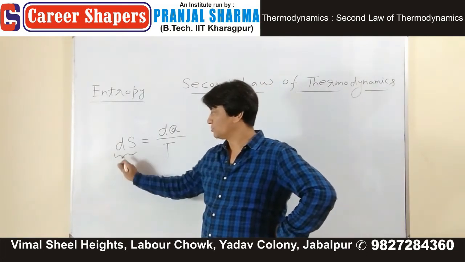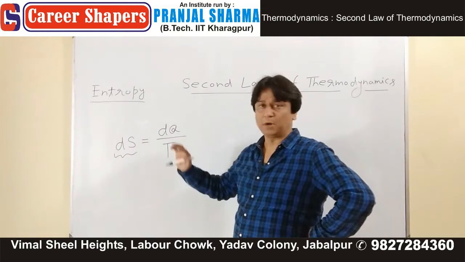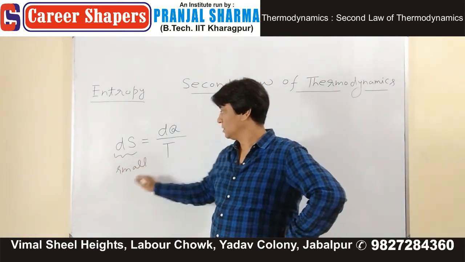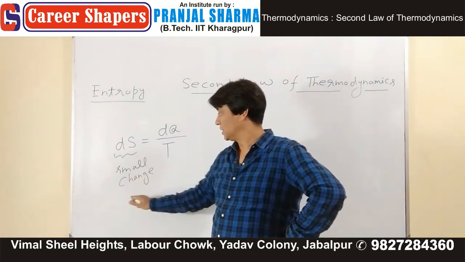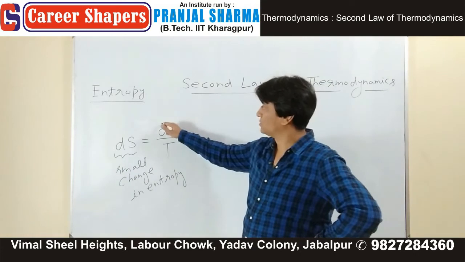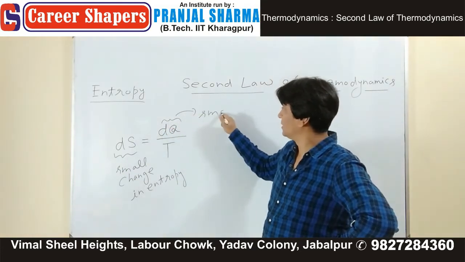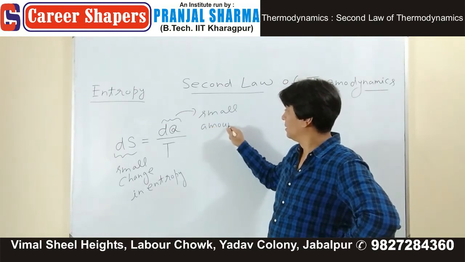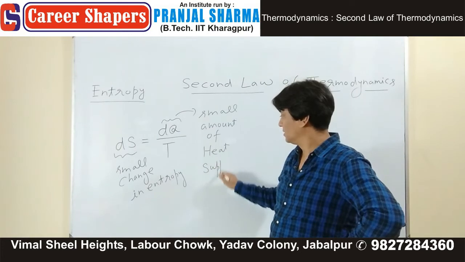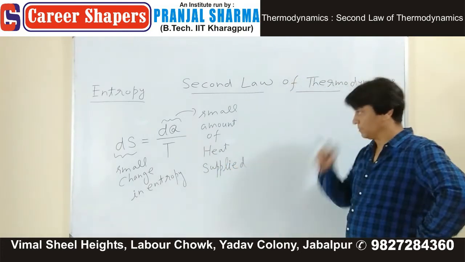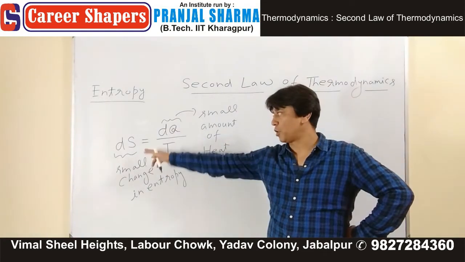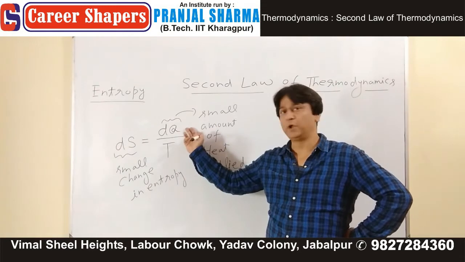This is a small change. You can write delta, but let's use dS. This is your small change in entropy, and this is the small amount of heat supplied. S for entropy, dS for change in entropy. So to produce a change of dS, you supply dq heat at temperature T.